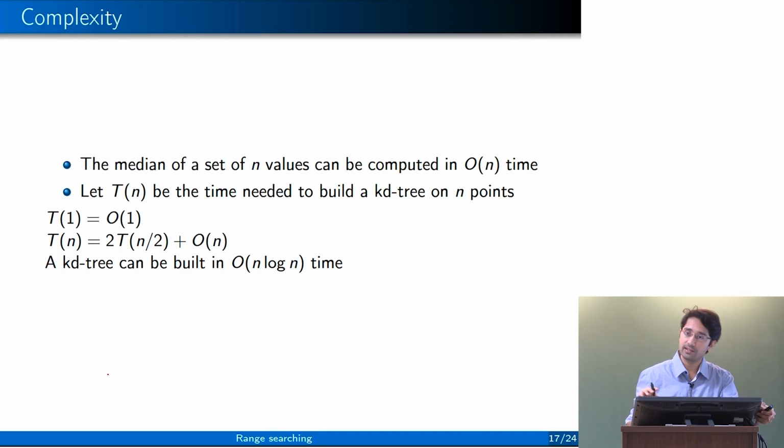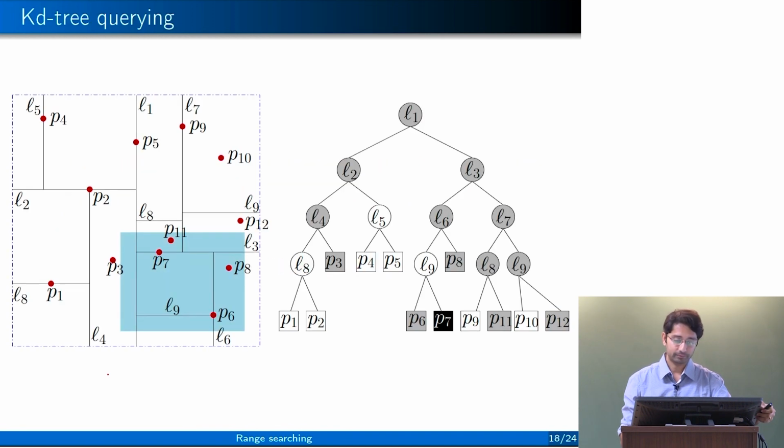So what is the recurrence? T(n) equals 2 T(n by 2) plus order n, which is n log n time. So why is it called a KD tree? KD means what? K dimensional tree. We'll see. D is the dimension. The easy part is over. How to search for a query rectangle?